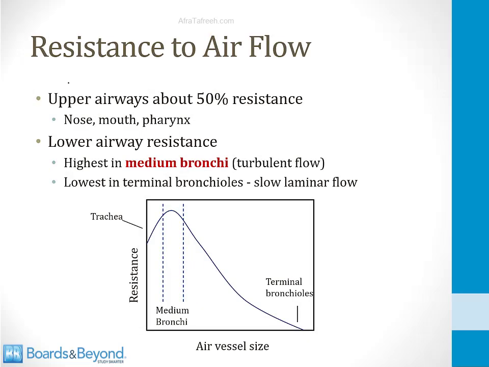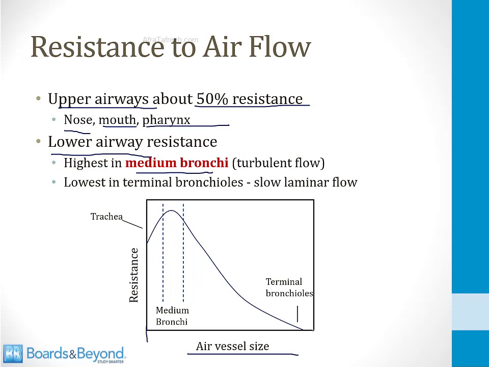Let's talk about the resistance to airflow. The upper airways constitute about 50% of the resistance to airflow. This includes structures like the nose, the mouth, and the pharynx. Once you get down into the lower airways, the highest resistance is in the medium bronchi, and let's talk about why that's the case. If you look at the bottom of the screen, this is a famous pulmonary physiology graph that you'll find in many physiology textbooks. On the x-axis is the air vessel size, starting from the largest vessels, the trachea on the left, to the smallest vessels, the bronchioles on the right. On the y-axis is resistance to airflow, and it turns out that resistance to airflow is highest in the medium bronchi. So why is that the case?